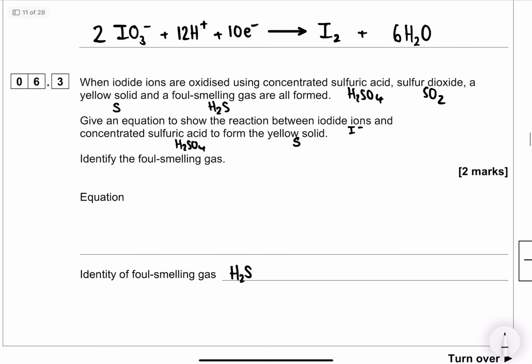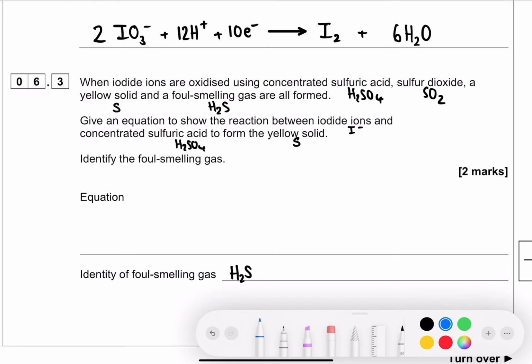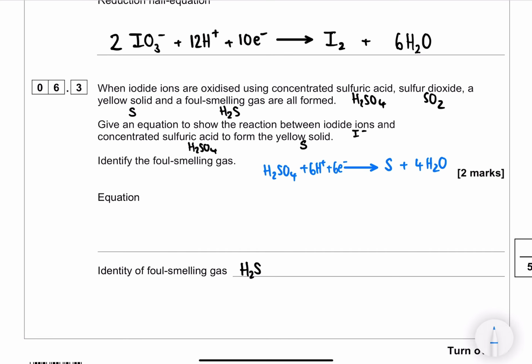So this is a redox equation, so it might be worth just taking a minute and doing some working out, some half equations. So we know our H2SO4 is going to our yellow solid, which is S. So the sulfur's already balanced. We're going to add 4 waters to balance the oxygens, 6 H pluses to balance the hydrogens, and 6 electrons to balance the charge. And then if we do the I- ions, they're going to get oxidised to iodine, just like we wrote above. And now we have to combine those.